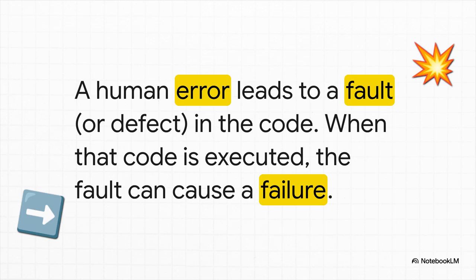That mistake creates a fault, which is basically a bug or a defect that's just sitting there, hiding in the code. But here's the catch. That fault might not do anything bad until the exact right conditions are met. And when that piece of code finally runs and the fault gets triggered, that's when it causes a failure. The app crash, the wrong number, the visible problem that makes us all pull our hair out.